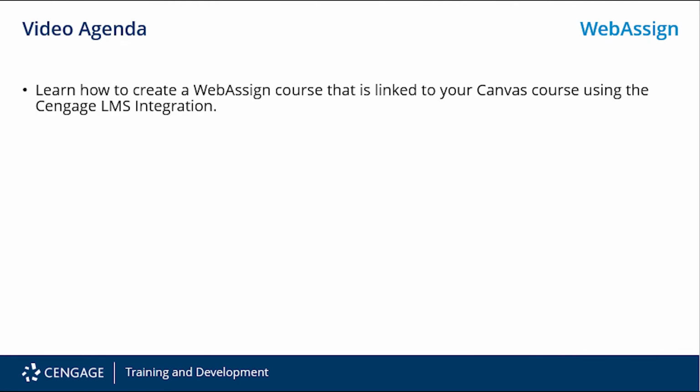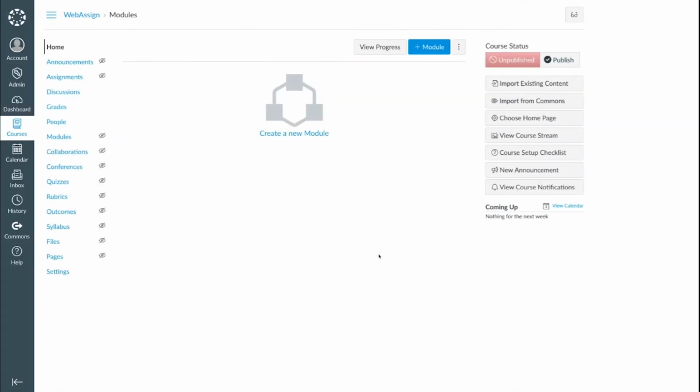This video training will walk you through the process of creating a new WebAssign course that is linked with your LMS course. To get started, we'll want to enable the Cengage integration tool in your course.